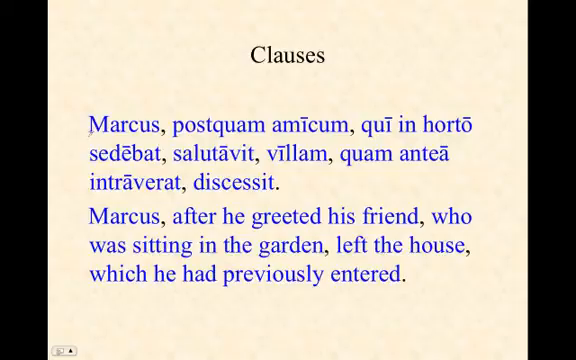And so what do we have here? We have a main sentence. Marcus left the house. And then we have a bunch of clauses that tell us more about, for instance, when did he leave the house? After he greeted the friend. More about the friend who was sitting in the garden. More about the house that he left, the house which he had previously entered. How are you going to process a sentence like this? You're going to do it by paying close attention to your subject, your main verb, and your object. And remember that Latin might throw in all kinds of clauses to tell you more about that main sentence.